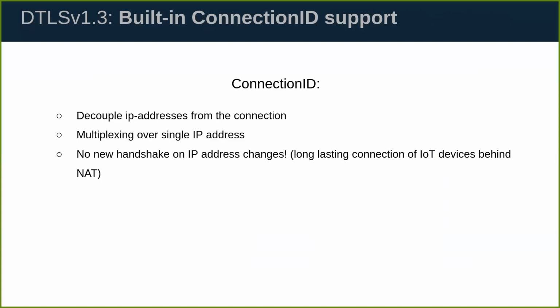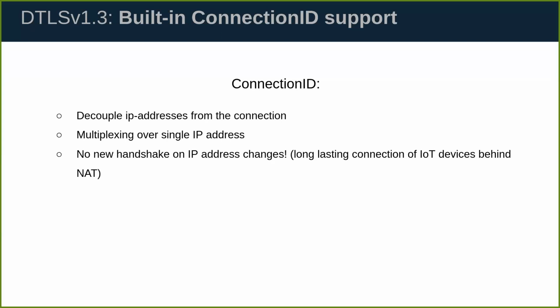DTLS 1.3 also has built-in connection ID support. So what's the benefit of using connection IDs? It allows you to decouple IP addresses from the connection by using the connection ID instead of an IP address or an IP tuple to identify traffic. You can decouple the IP addresses by being able to send from a different network interface or being able to reconnect and still maintain the connection without having to perform a new handshake or a new connection.